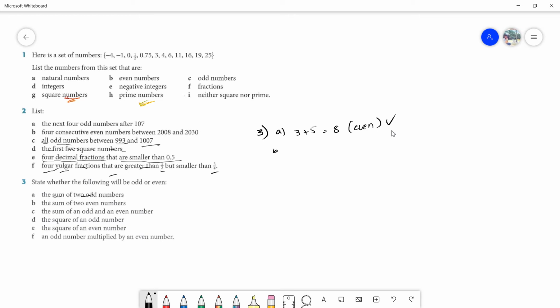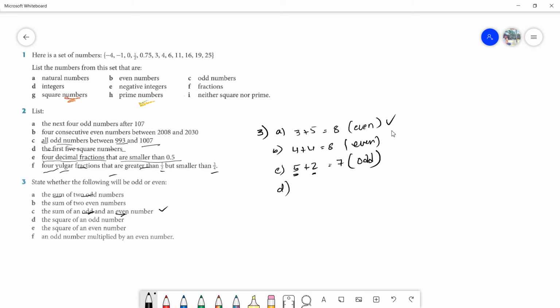Part B, we have the sum of two even numbers. So 4 plus 4 is equal to 8. So yes, we get even. Then C, sum of an odd and even number. Let's say 5 plus 2. This is an odd number, this is an even number, which gives 7. So we are going to write it as odd. When we have the sum of an odd number and an even number, we have an odd number.